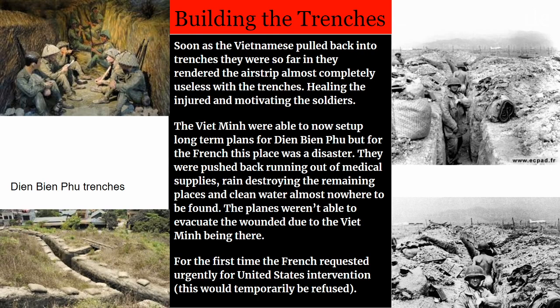The Viet Minh were now able to set up long-term plans for Dien Bien Phu. They had Dien Bien Phu in their hands. The French were pushed back, running out of medical supplies. Okay, so for the French, this battle was a complete disaster. Rain was destroying the remaining resources. Clean water was almost nowhere. The planes weren't able to evacuate the wounded because of the Viet Minh being there. So things were absolutely terrible for them.